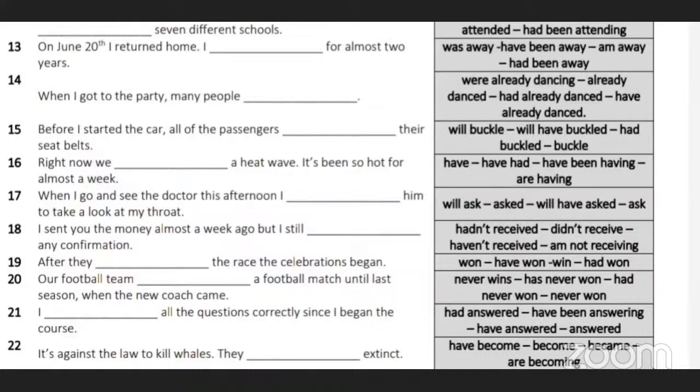Okay, we move to the next one. Right now, we are having a heat wave. It's been so hot for almost a week. Are having is absolutely the correct answer.